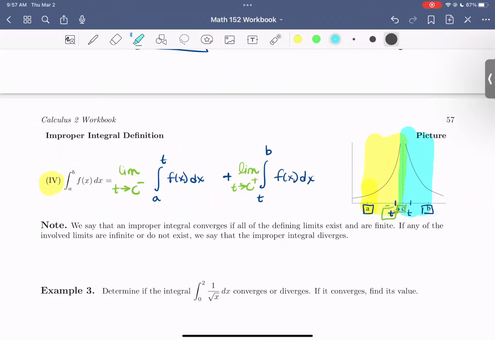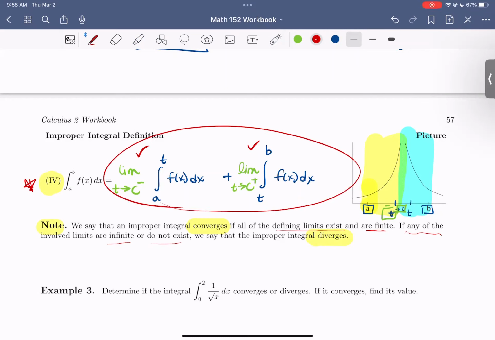Just a quick note here in terms of language. We say that an improper integral converges if all of the defining limits exist and are finite. If any part involved in the limits is infinite or does not exist, then we say the integral diverges. For example, in that part 4 here, all of these limits would have to exist and be finite in order for us to say that that entire integral converges.